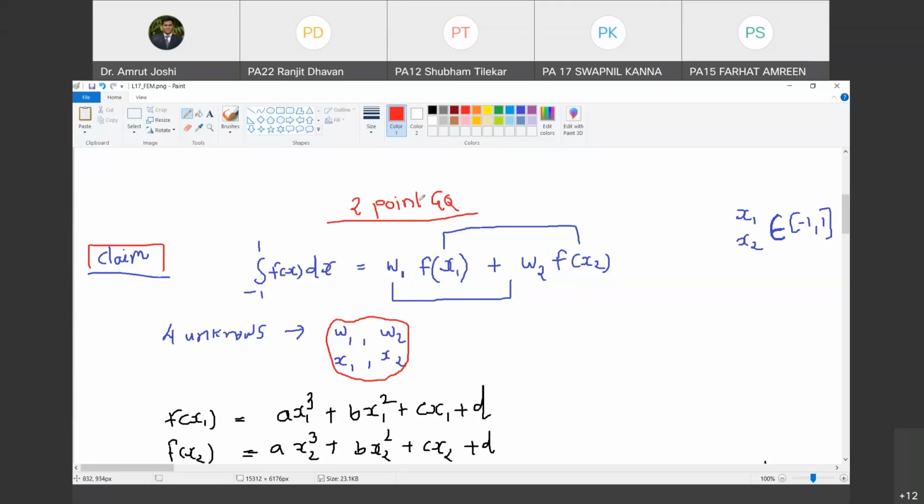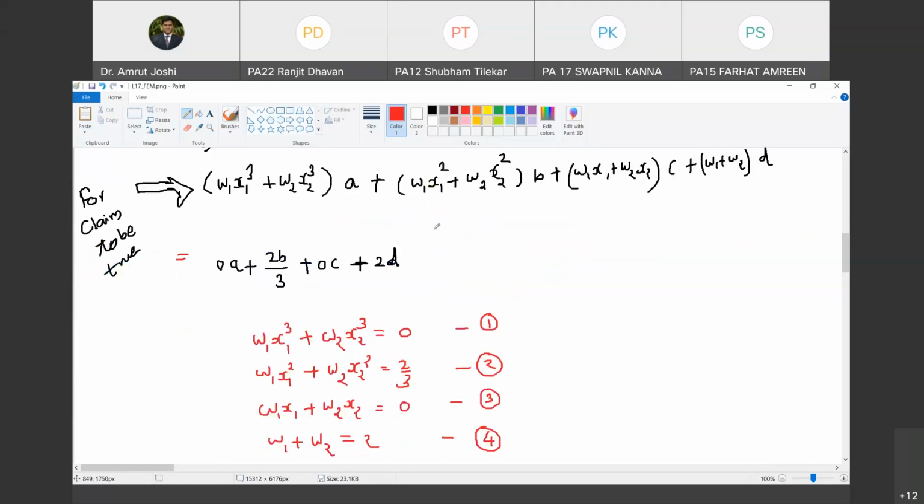Why 2-point? Because I have considered x1 and x2 as 2 points, and then I have assigned weights W1 and W2. So when I consider 2-point Gauss quadrature, a total of 4 unknowns are there. When I consider 3-point Gauss quadrature, 6 unknowns are there. When I consider 1-point Gauss quadrature, 2 unknowns are there. Are you with me? Yes, sir. Okay, keep all these things in mind. These are pieces of information. We will stitch them together to see the global picture later.